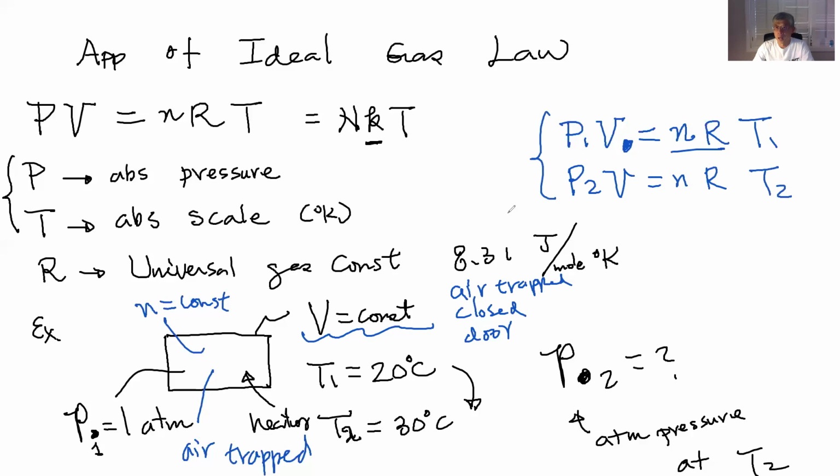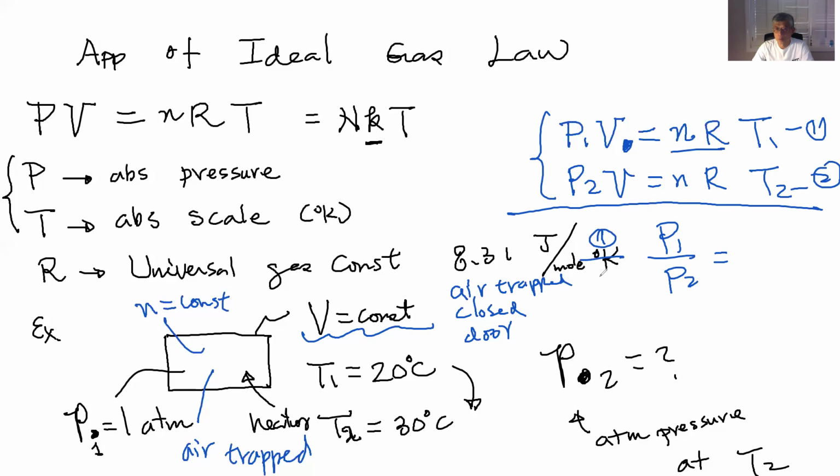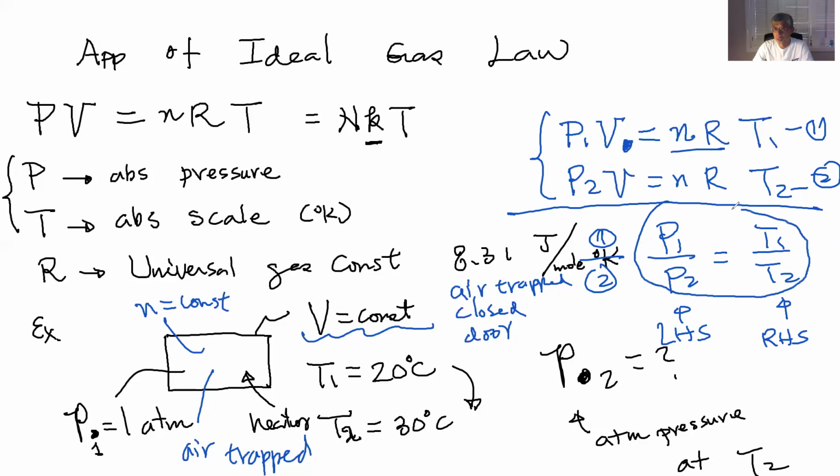Now you divide the left-hand side by the left-hand side, and the right-hand side by the right-hand side. You see that V cancels out, so you take equation 1 and divide by equation 2. This side is the left-hand side, LHS, and this side is the right-hand side, RHS. So nR cancels out, and you have P1 over P2 equal to T1 over T2. Then you can use this conveniently to solve this problem.